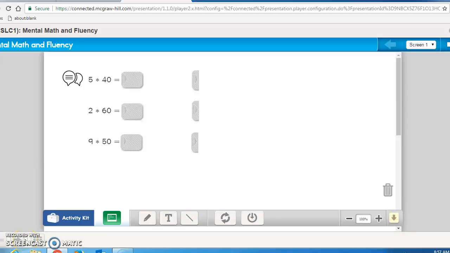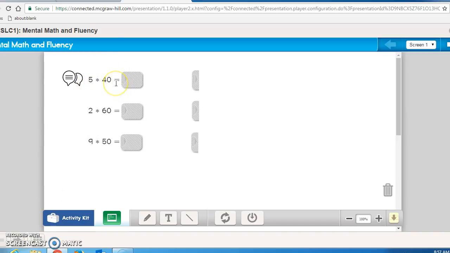Lesson 4.4, Converting Liquid Measures. The main focus in this unit is for you to consider the units of liters and milliliters, to examine measurement scales for liters and milliliters, and to use a table and diagrams to convert these measurements. But first, let's start with our mental math and fluency.